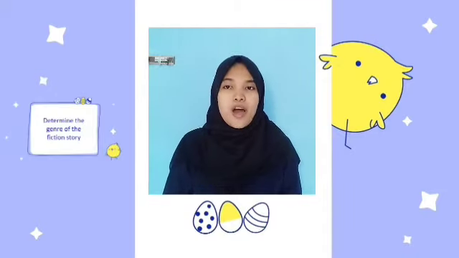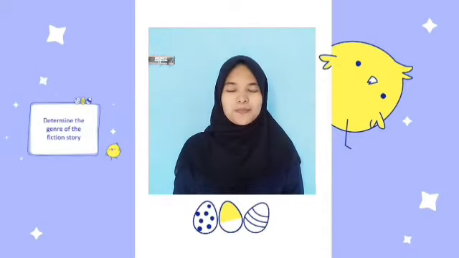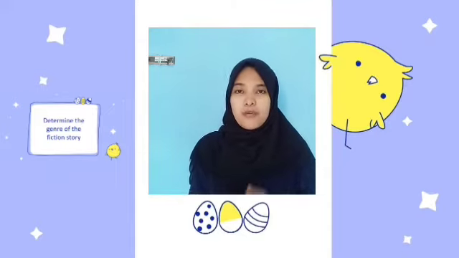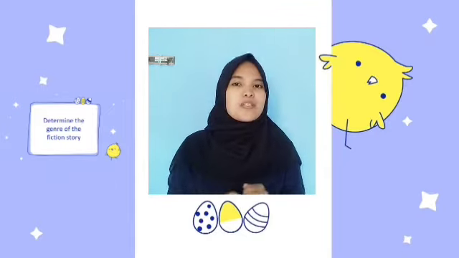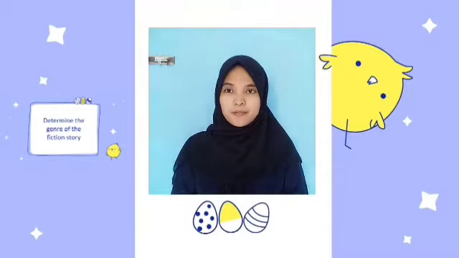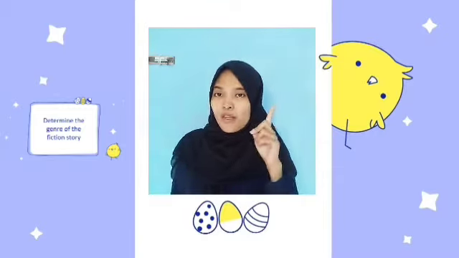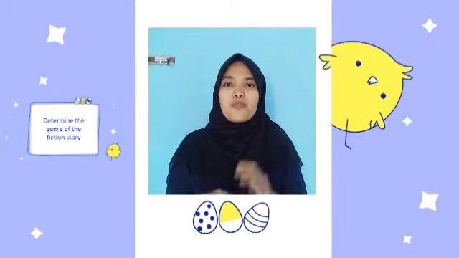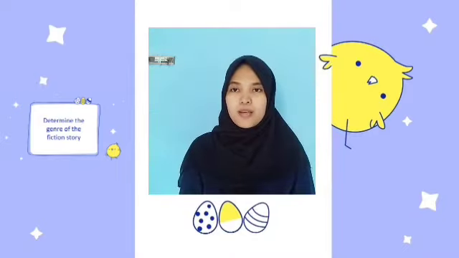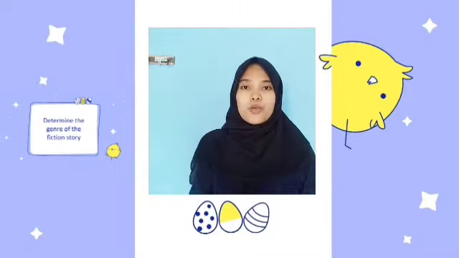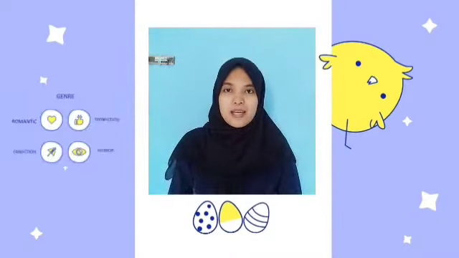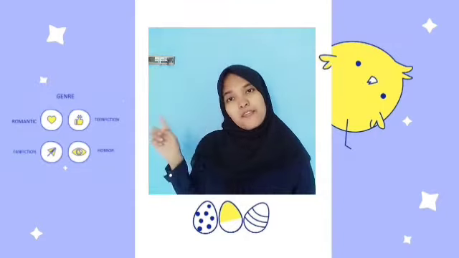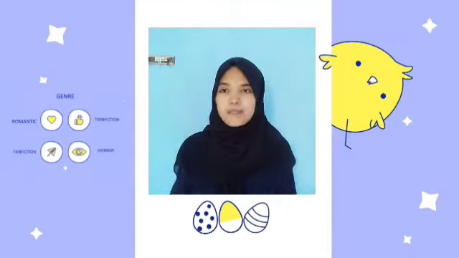The first one is determine the genre of the fiction story. The first step before starting to write is to determine the writing genre. You can choose one or two genres so that you focus on your writing. For example, you can choose the romantic genre, fan fiction, teen fiction, horror, or something else.